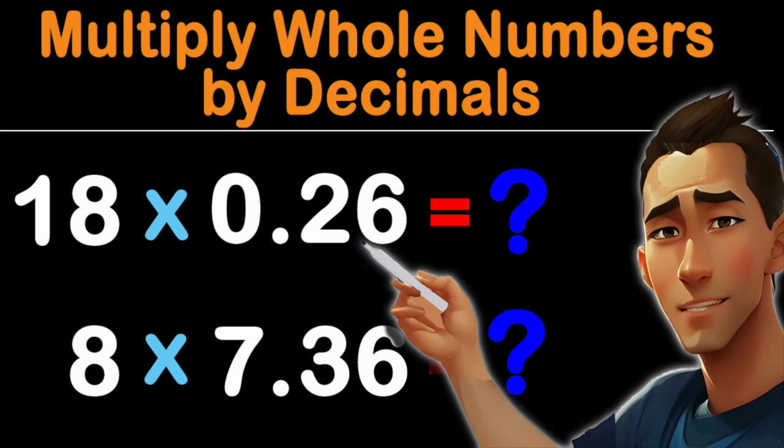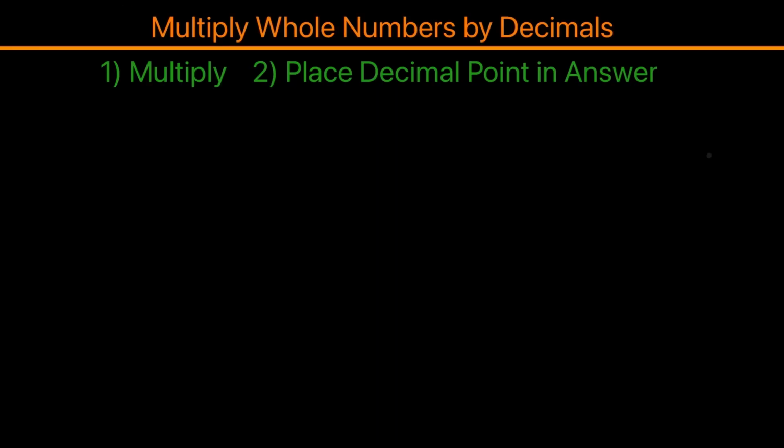In this video, I'll be going over how to multiply whole numbers by decimals. The two steps to accomplish this are: first, multiply. Secondly, place the decimal point back into the answer. Here's an example.